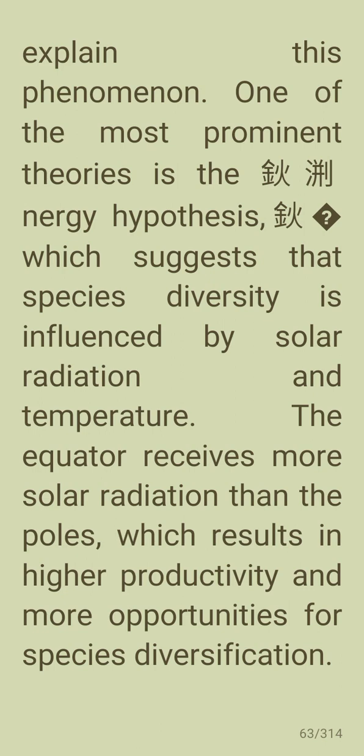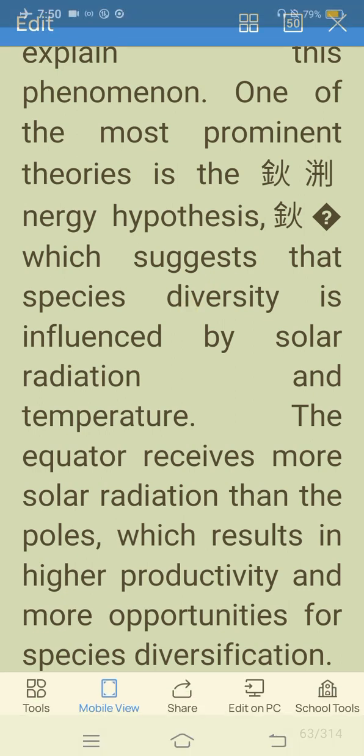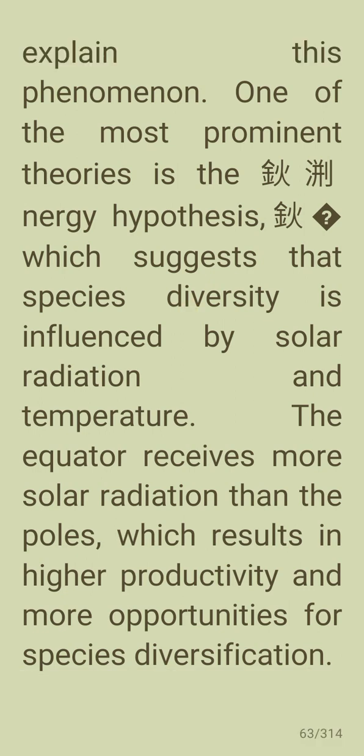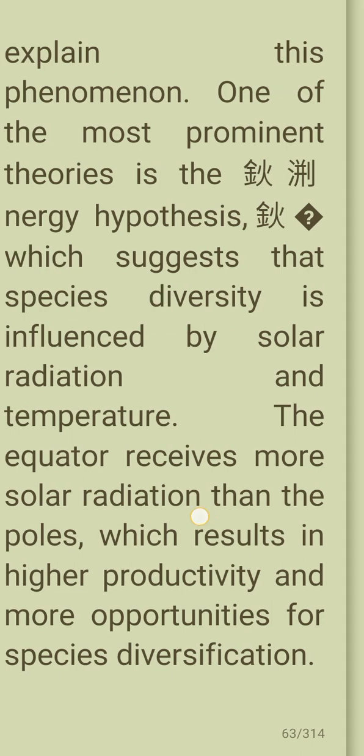One of the most prominent theories is the energy hypothesis, which suggests that species diversity is influenced by solar radiation and temperature. The equator receives more solar radiation than the poles, which results in higher productivity and more opportunities for species diversification.